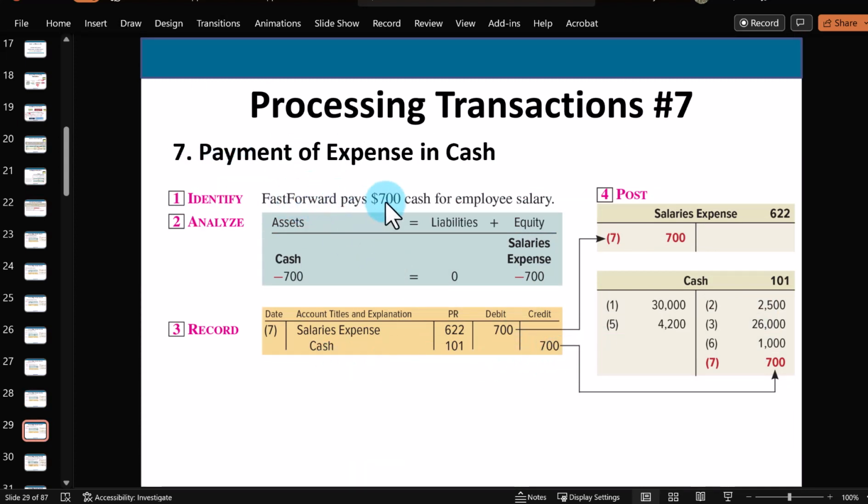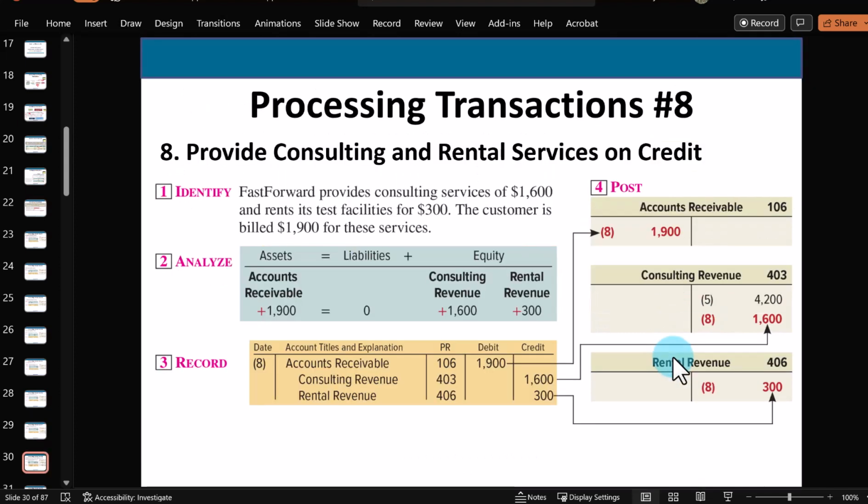And then what am I paying this for? Here to employees. So that's their wage or salary. That's another expense. Expenses recorded with debits. We journalize the two accounts and we post it to its respective general ledger accounts.